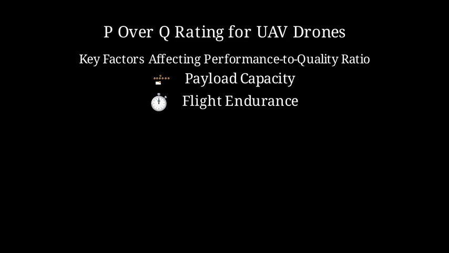The third factor is operational range. Operational range is the maximum distance the drone can travel from its controller while maintaining a stable communication link. Longer range improves coverage for surveying, inspection, or delivery tasks, but it hinges on high-quality antennas, signal protocols, and anti-interference measures. Fourth is sensor and payload quality.